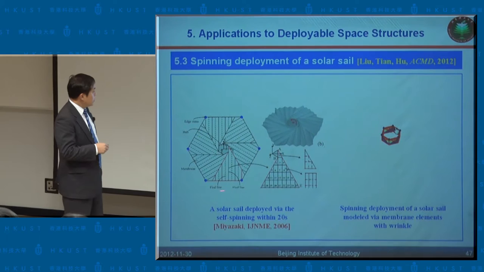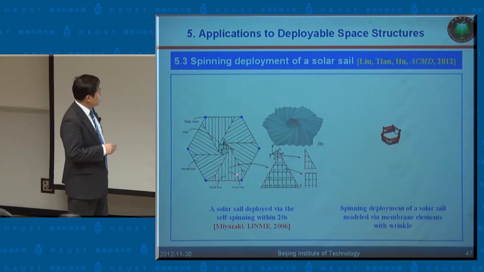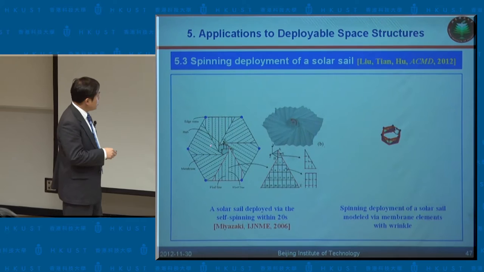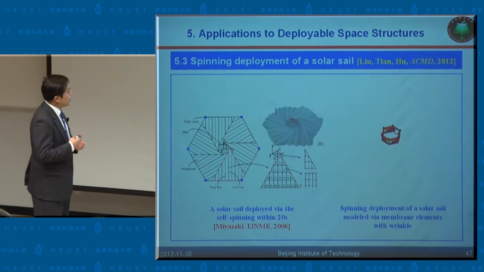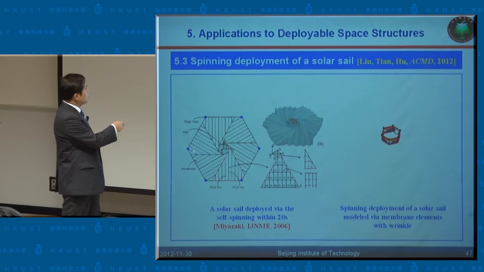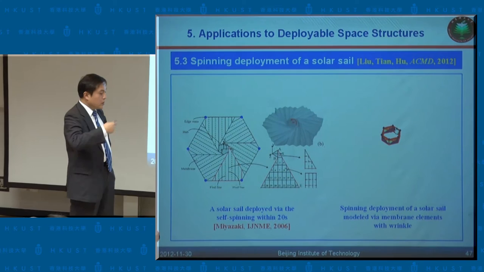Here, this is a similar structure we've done in our lab, and the whole system has six pieces of membranes, and each membrane has many degrees of freedom. To let the membranes be fully deployed, we put six lumped masses at the corners, and when the spinning speed goes up, the centrifugal force will let the structure be deployed.